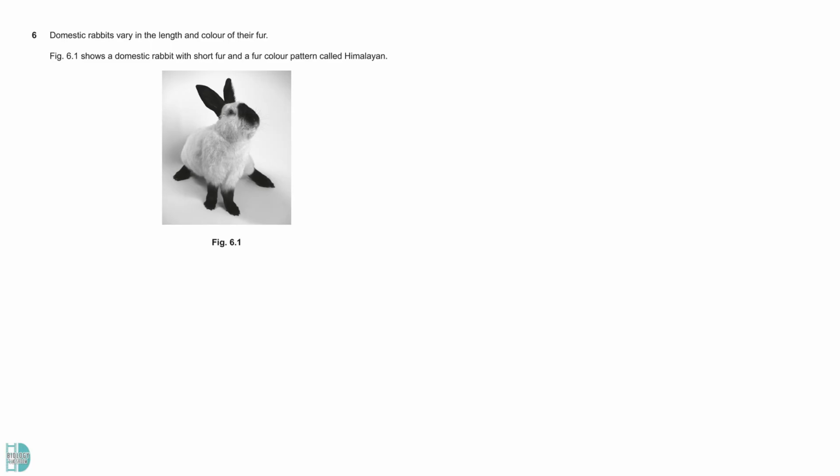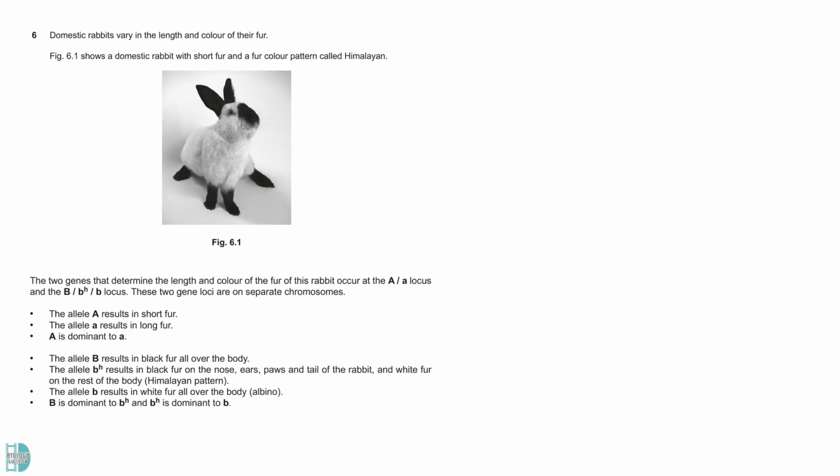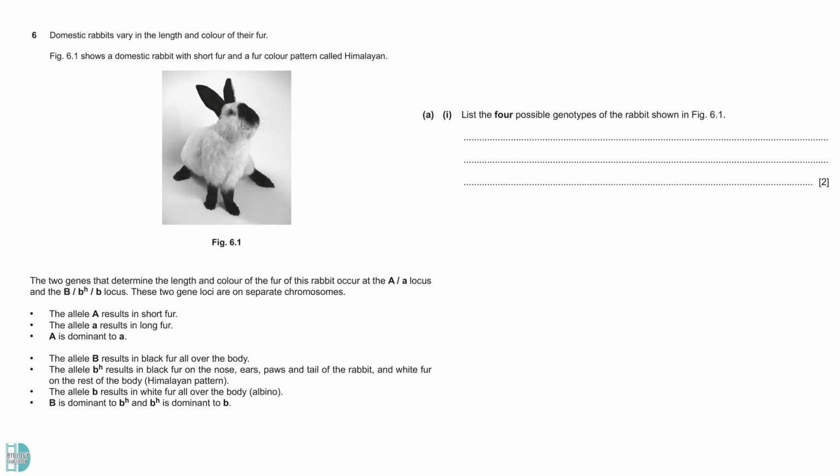Question 6 is about the inheritance of fur length and fur color of the domestic rabbit. Fur length is controlled by 2 alleles, while fur color is controlled by 3. A1 lists the 4 possible genotypes of the rabbit shown in figure 6.1. The rabbit has short fur, so it has at least one dominant allele for the fur length.